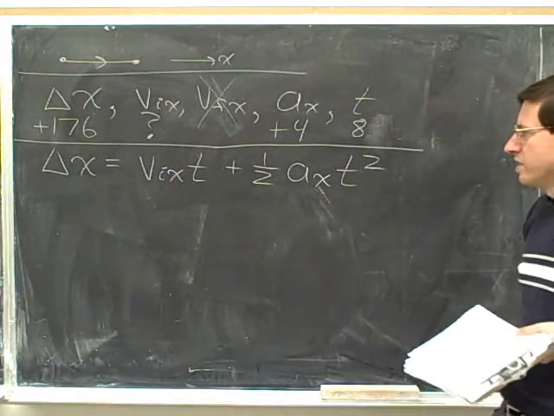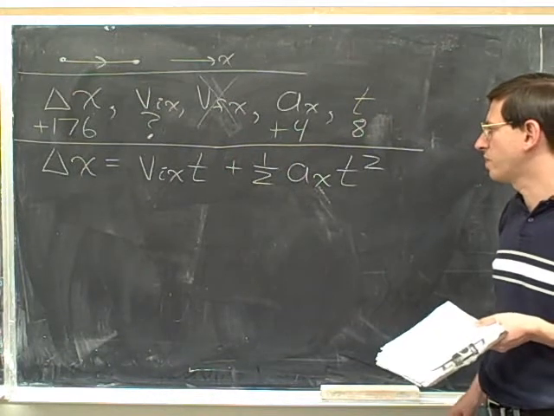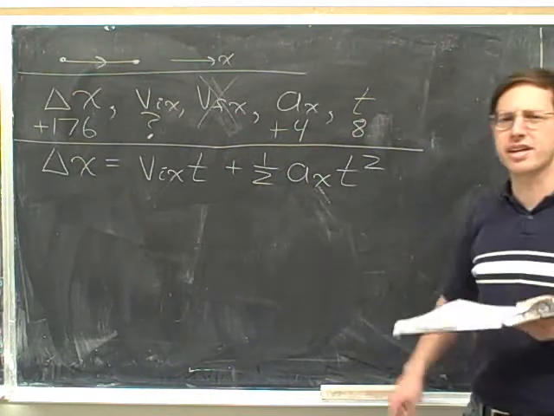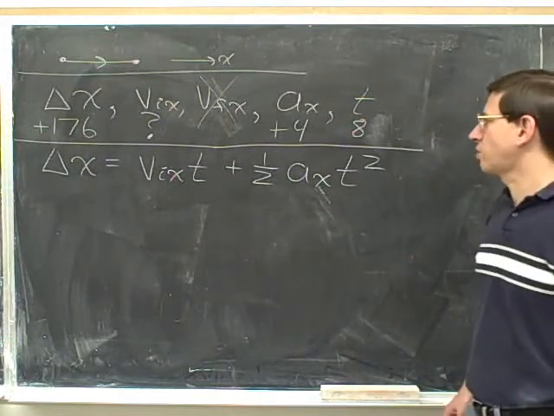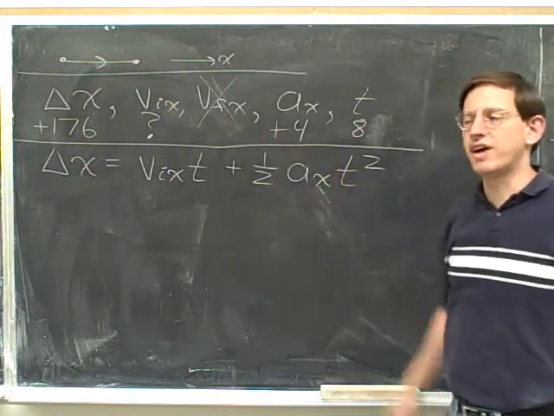Delta x equals v initial x times the time plus 1/2 a sub x t squared. I think this is the same equation we used on the previous problem. Okay, so this is the equation that does not include the final velocity.